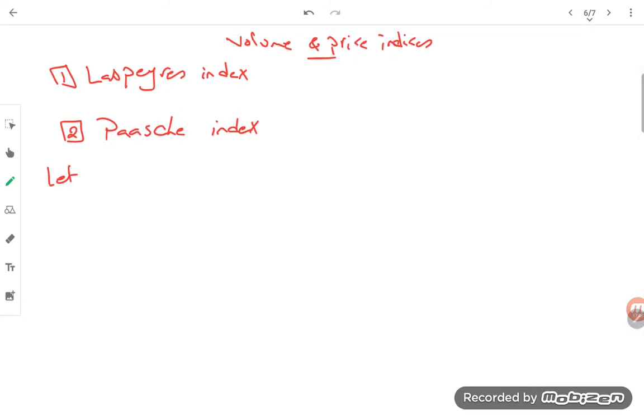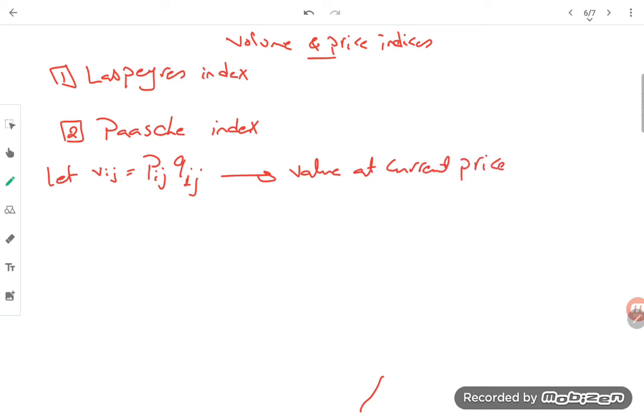Let V_ij equal P_ij multiplied by Q_ij. This is the value of product i in period j at current price.